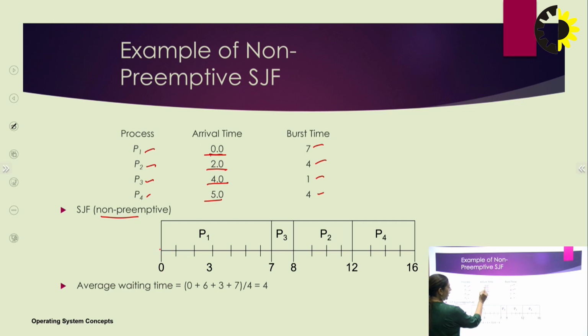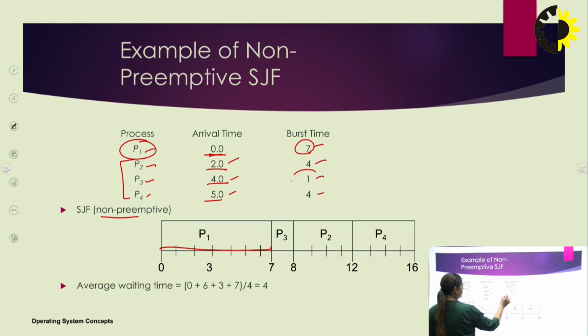At 0 arrival time, we have only process 1, so we have to start P1. P1 will start and complete its burst time of 7 and be done. Then when we reach 7, all the jobs have arrived by that time. Among these 3, which is the smallest now? P3 is smallest because it has the shortest burst time. Then we will execute P3.